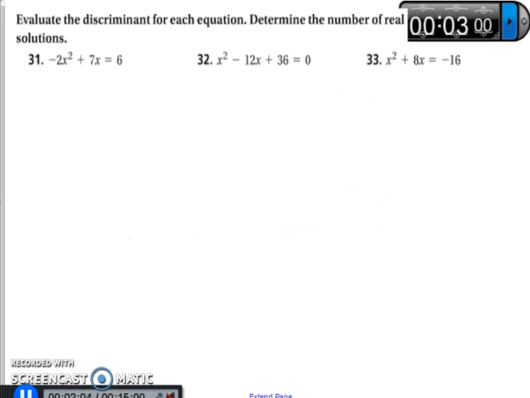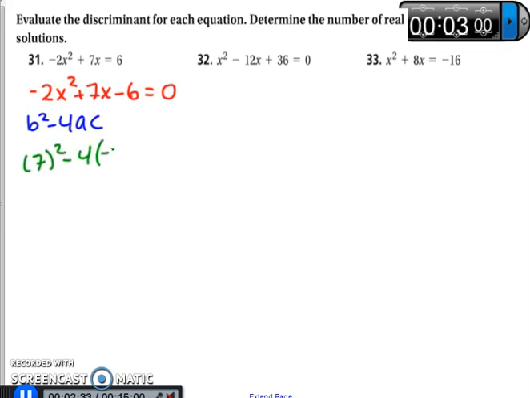Okay, so we're going to look at these. For the first one, we want to make sure that it's set equal to 0 before we find the discriminant. So we're going to subtract 6. So I have negative 2x squared plus 7x minus 6 equals 0. And we're going to plug that into b squared minus 4ac. And we want to find our discriminant. So we're going to have 7 squared minus 4 times a times c. So we get 49 minus 48.